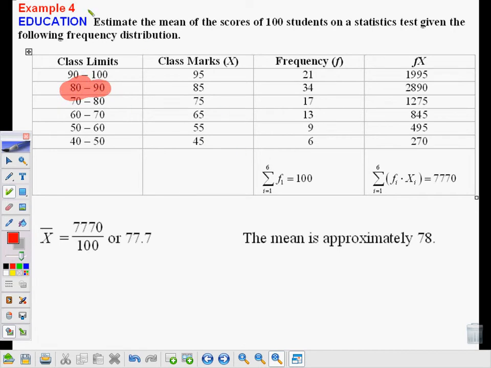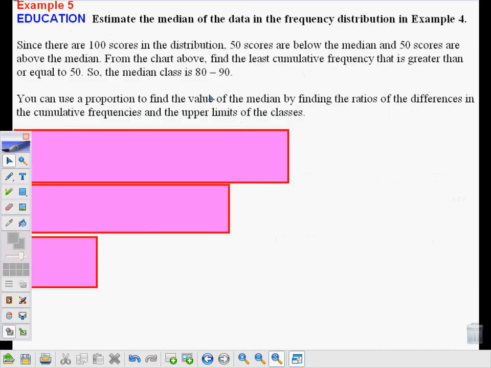Okay, if I add the values up here, 6, 15, 28, 45, so I'm not quite to that 50th value with this class limit, and then this is going to happen in here because this takes me all the way up into 79 if I include all of these. So it's going to happen in this class limit, okay? 50th below, 50th above, all right? So going back, the median class is that 80 to 90 range, okay?